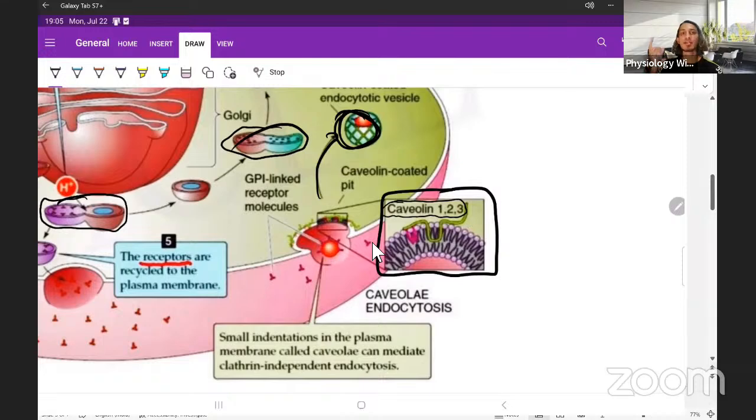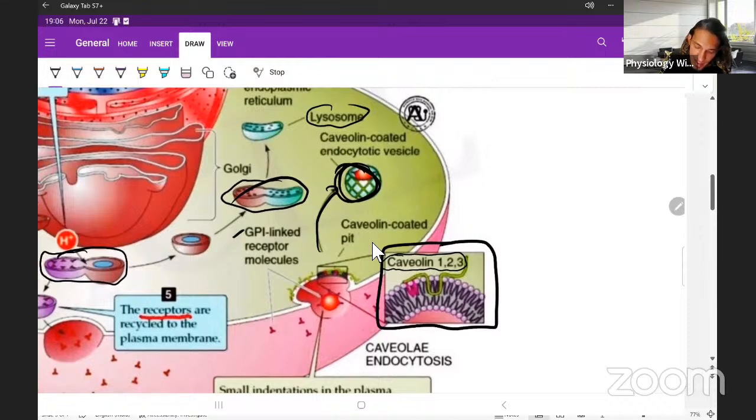Now, again, in a similar fashion, can you see this GPI-linked receptor molecule, and the ligand attaches, and through caveolin, again, caveolin-coated endocytic vesicles will form. Now, instead of endosome, this goes to a structure called caveosome. That is the essential difference. Otherwise, pretty much they're similar in how they act. This is otherwise in a lipid-rich area.